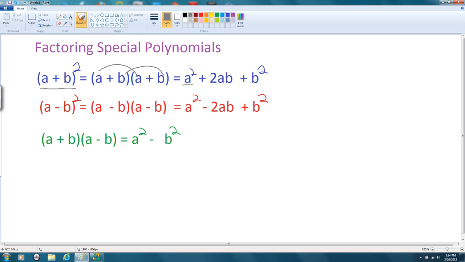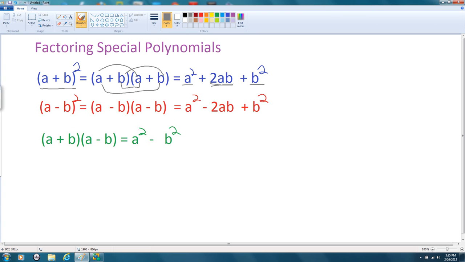Our last term is going to be b squared. And then our middle terms are going to be ab plus ba, or ab, and we get 2ab. So we know that when we have something in the form of a plus b squared, it's going to come out as a squared plus 2ab in the middle plus b squared. So we want to be on the lookout for something like that.